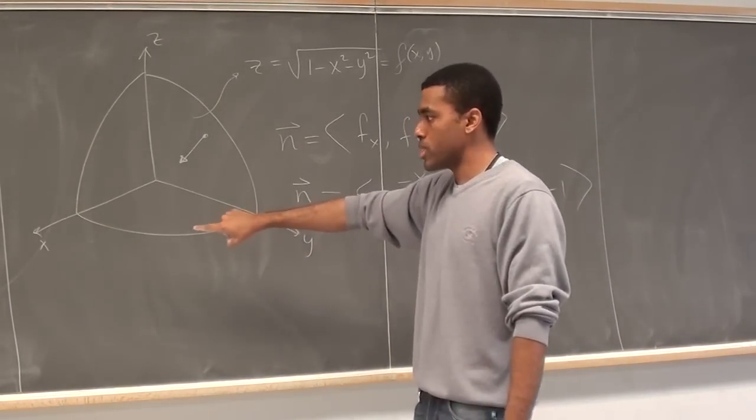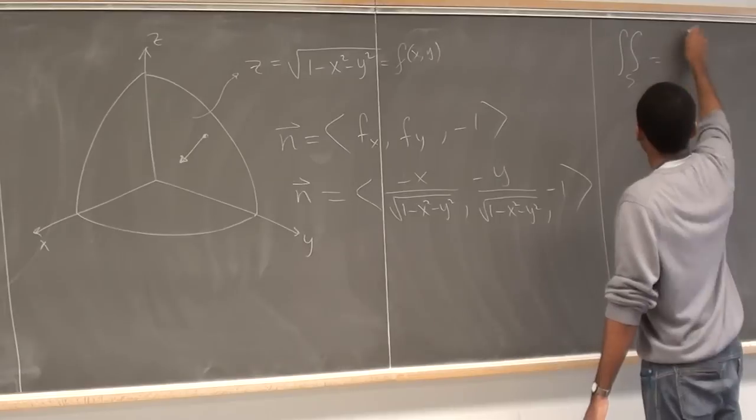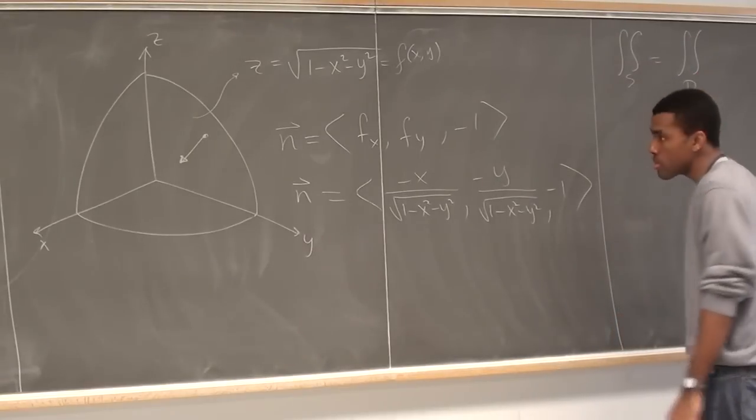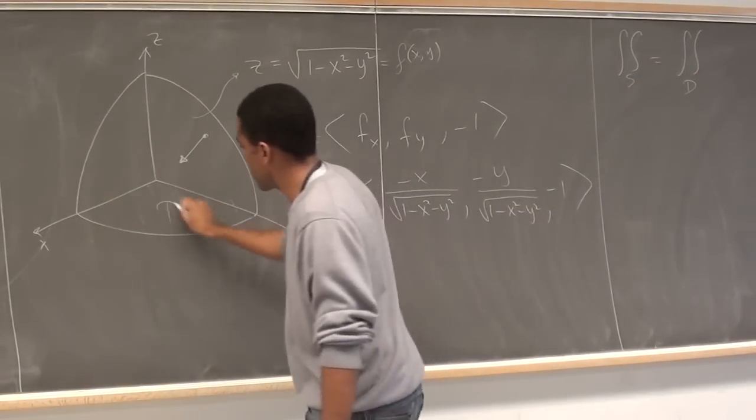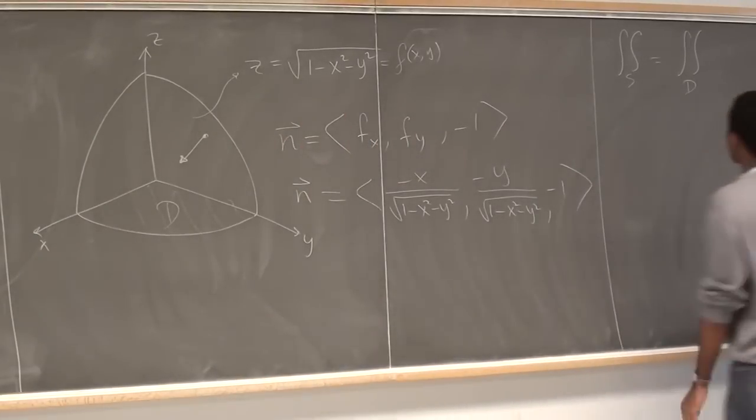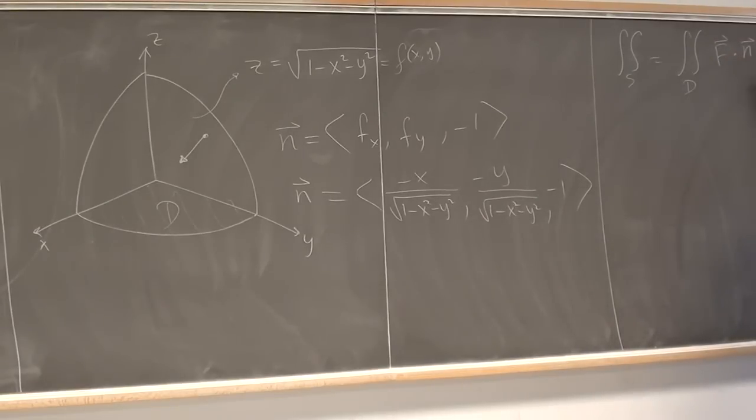We set up polar after we set up the integral, right? So first we're going to set up the integral. The double integral over S is going to be the double integral over D, where D is this region of projection, of F dot N dA.